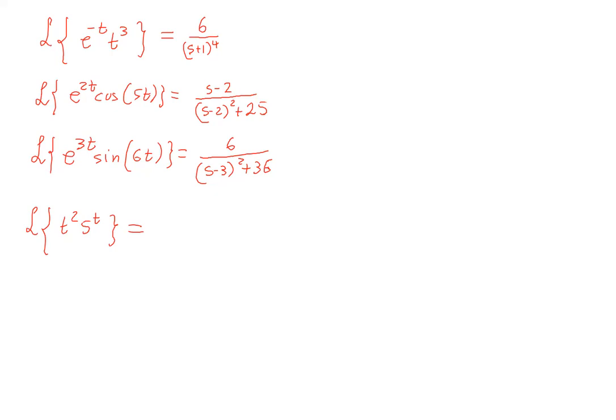What is 5 to the t? Very nice. 5 to the t is the same thing as e to the ln of 5 times t. So this will be s minus ln of 5, to the 3rd power. And on the top, we put 2 factorial, which is 2. And that's it. This is really cool.